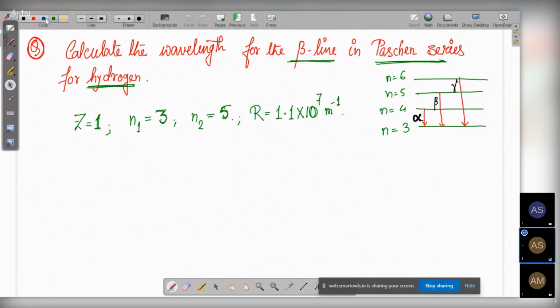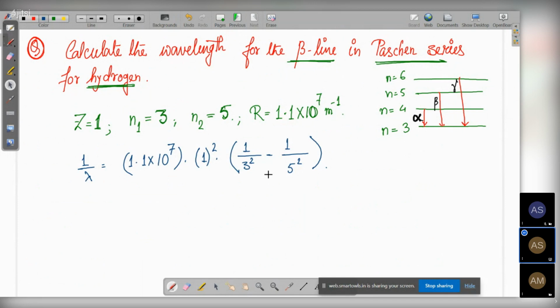So now simply putting the formula, 1 by lambda is equal to R. So yeah, if you do the calculation, the answer will come at around 12.78 into 10 to the power of minus 7 meter.